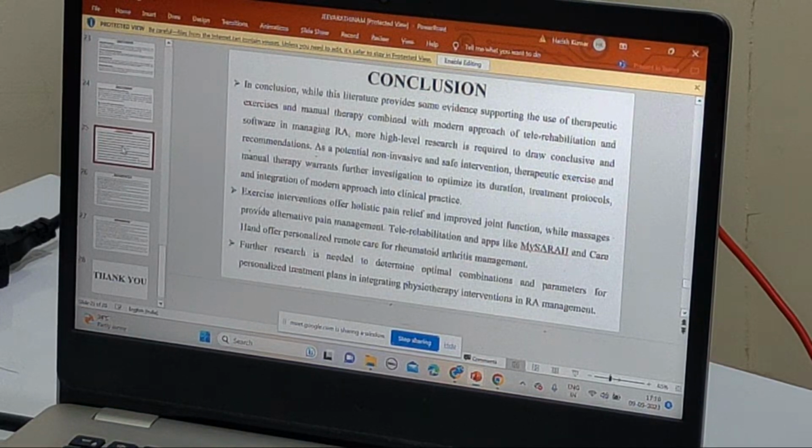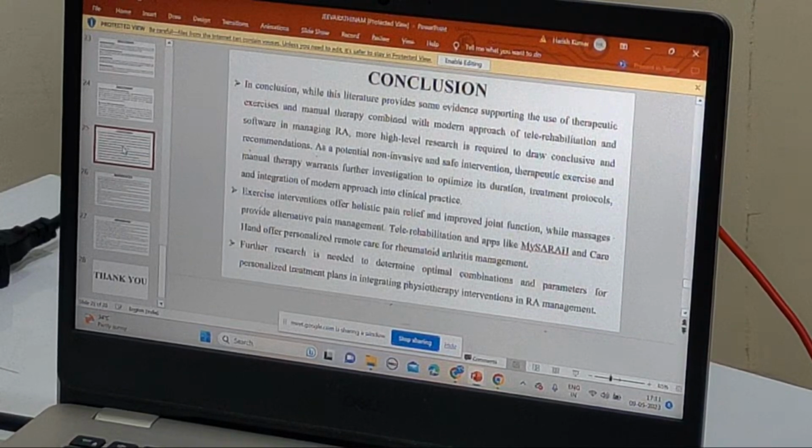Then we came to the conclusion. While the literature suggests promising therapeutic exercise, manual therapy, and modern approaches like telerehabilitation and software for managing rheumatoid arthritis, it's important to note that many of these studies do not adequately address long-term effects. Therapeutic exercise offers holistic pain relief and improves joint function, while massage provides alternative pain management. Telerehabilitation and apps like Mysara and Karen hold potential for personalized remote care in rheumatoid arthritis. This is where we conclude. Thank you.